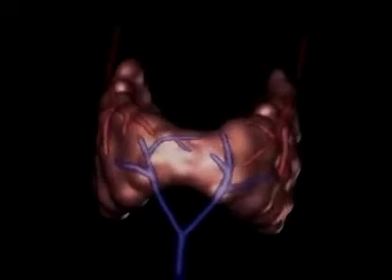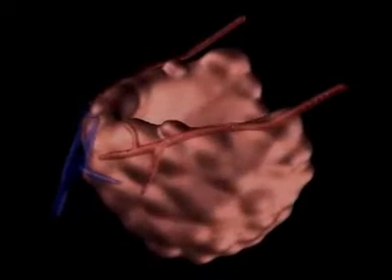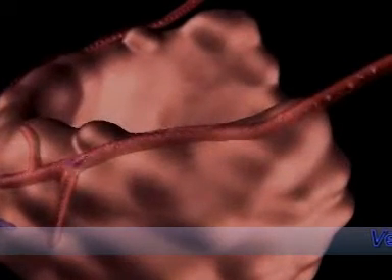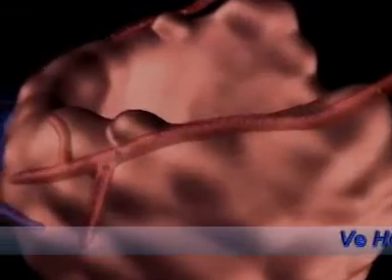At the thyroid gland, TSH stimulates the production and release of thyroxin, a hormone that regulates the metabolic rate of all the cells in the body.